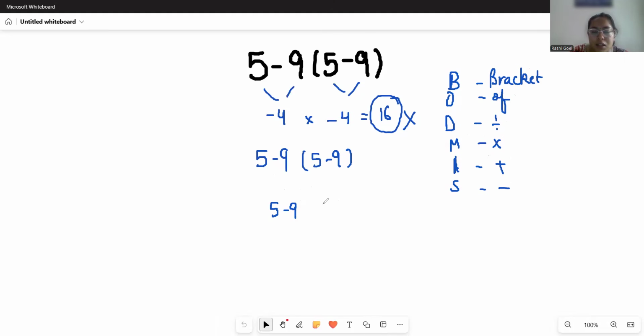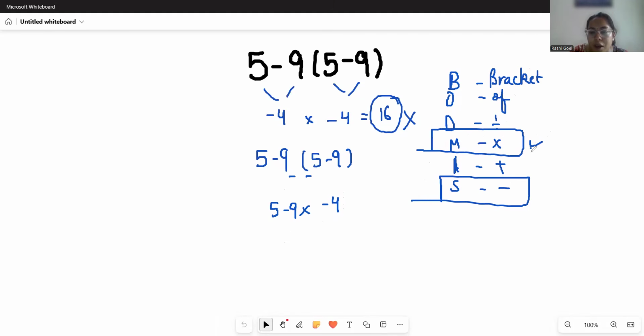So first we solve the bracket. 5 minus 9 is minus 4. And if there is no sign between a number and a bracket, then put multiplication. Now we have two operations, that is multiplication and subtraction. So we have to give priority to multiplication. So 9 times 4 is 36, and minus minus is plus. And 36 plus 5, or 5 plus 36, is 41.